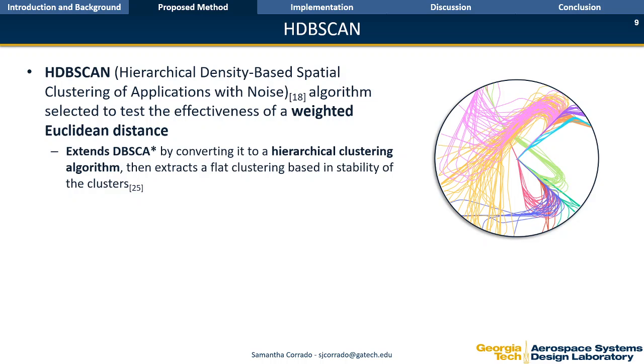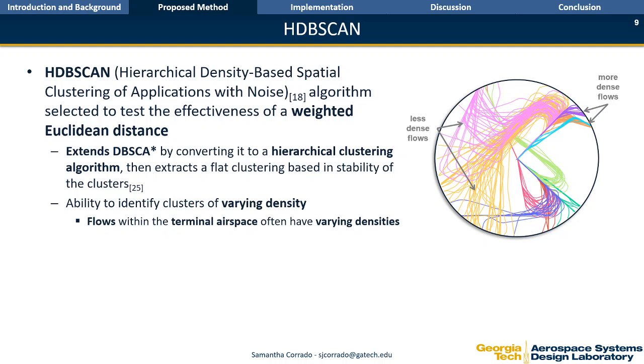HDBscan, a hierarchical density-based clustering algorithm, is selected to test the effectiveness of the proposed weighted distance. The HDBscan algorithm extends DBscan by converting it to a hierarchical clustering algorithm where a flat clustering is ultimately extracted based on the stability of the identified clusters.